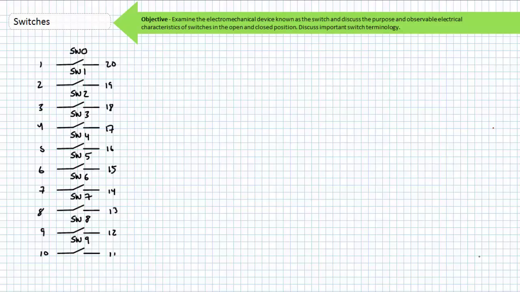Switch 1 could be sinking 0 volts to another input. Switch 2 could be open, and switch 3 could be closed. It doesn't matter because they are electrically isolated from each other, meaning there is no electrical connection between switches. They're just housed in the same physical package.